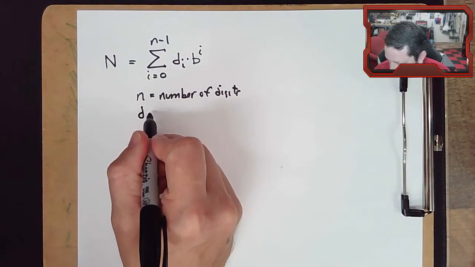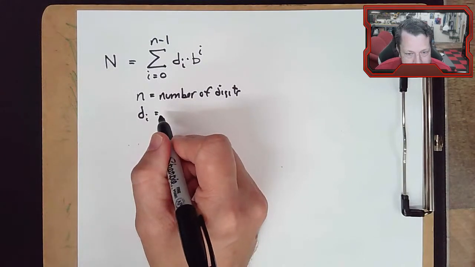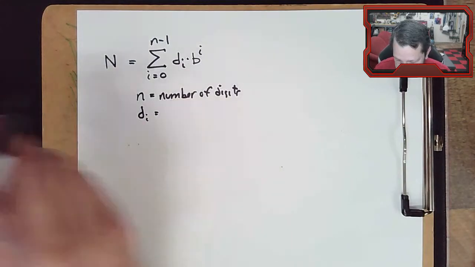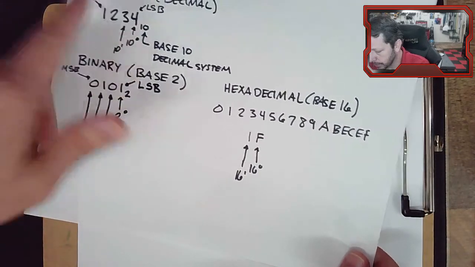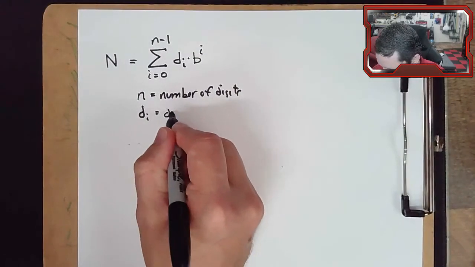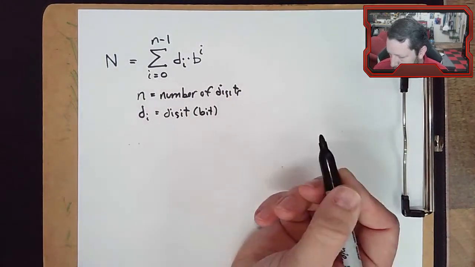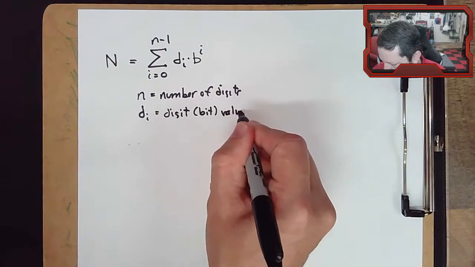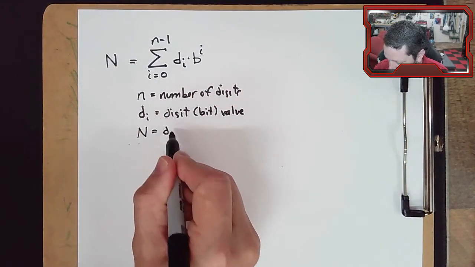D sub I will be the individual digit. How do I want to call it? The digit value. So is it a 1 in this spot, or is it a 4 if we're doing base 10? We'll do digit slash bit value. What else do we have in here? N, capital N. That's the decimal equivalent.